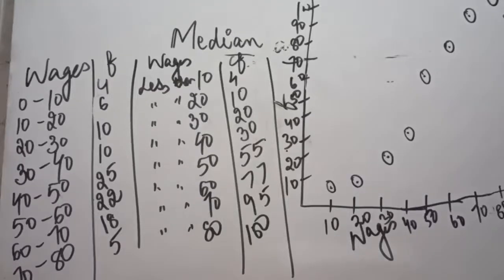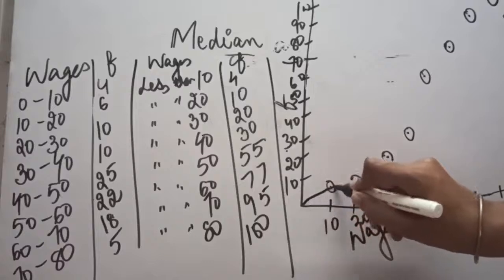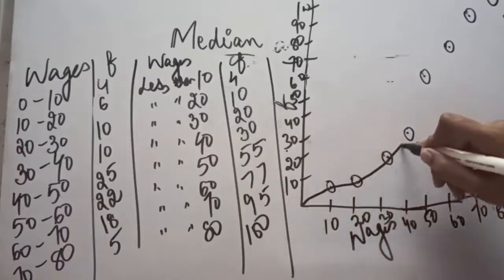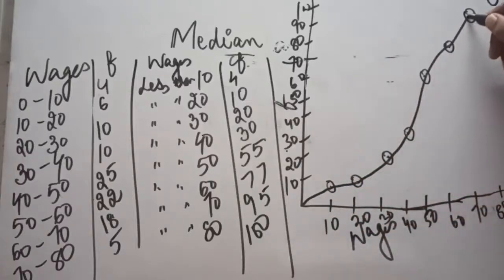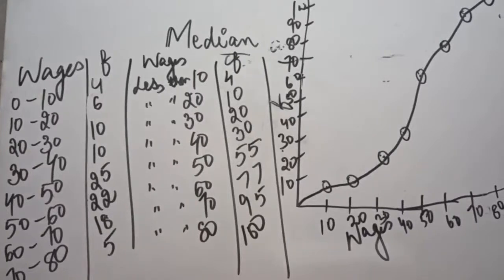Now we will join all these values. We have to join from the 0 point, and with the help of a scale you can join all these points, and you will see it will always have an increasing trend because the data has been converted into less than data. So you will always see that it is an increasing trend.